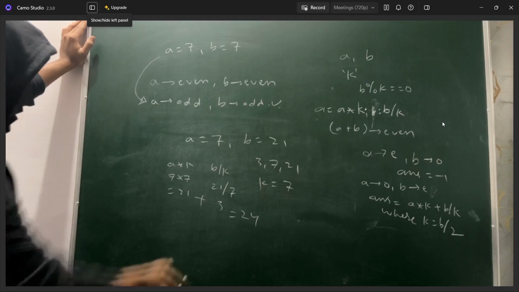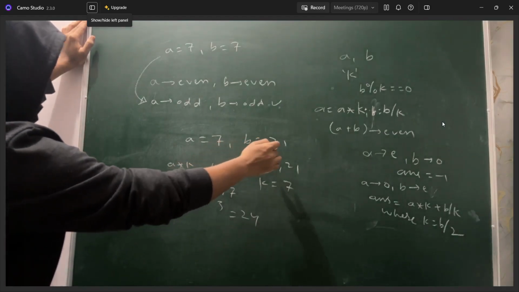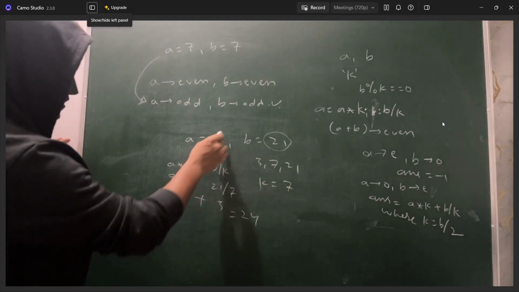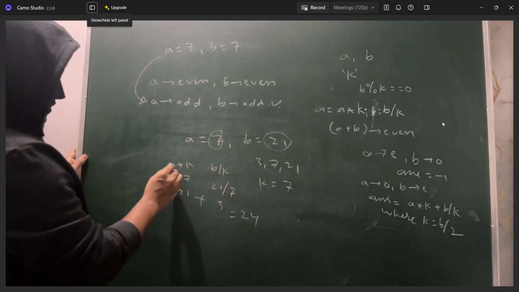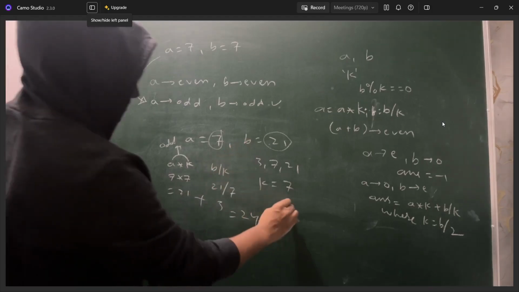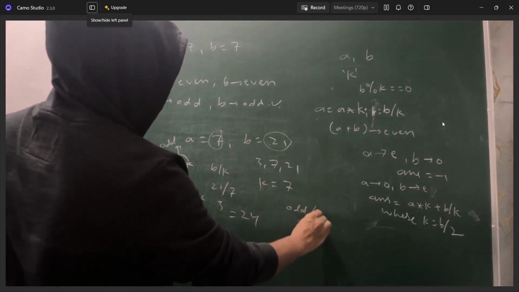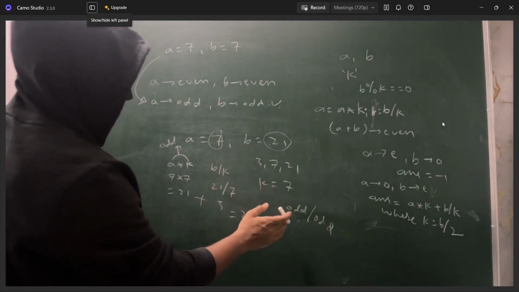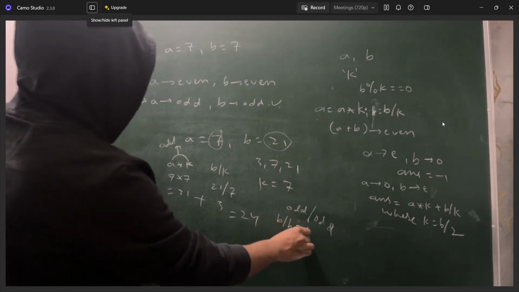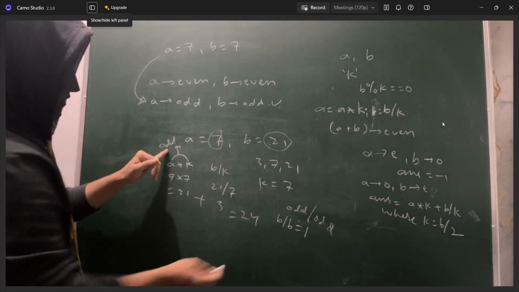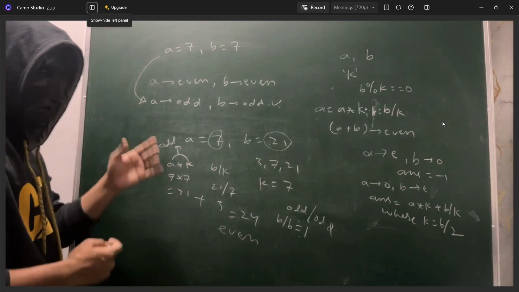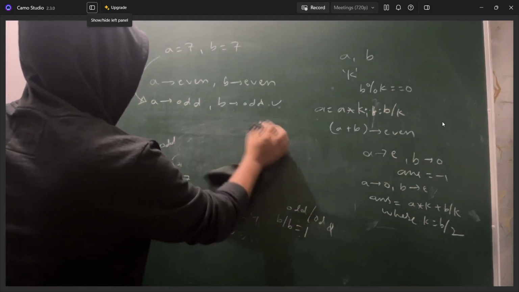Whenever you have a and b both odd, choose k as b only. And whenever you choose k as b, since a is odd and b is odd, if you do a into b, this will give you an odd number. And when you divide an odd number by an odd number, which are both the same, like b by b, this will always give you 1. So an odd number plus 1, which is also odd, will always be an even number.